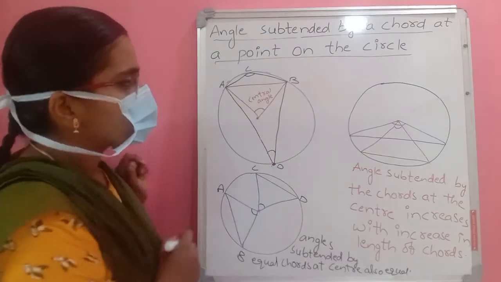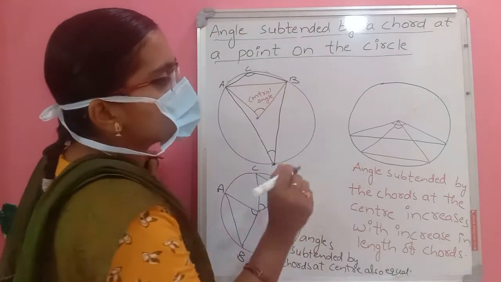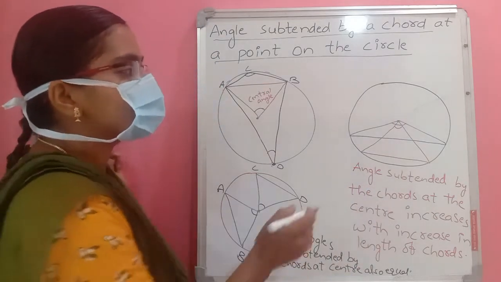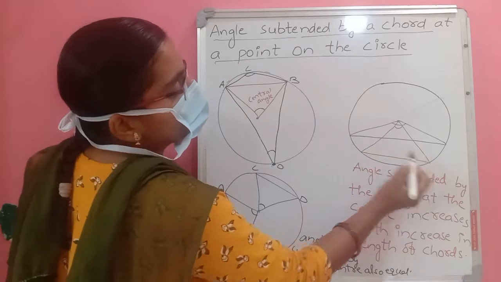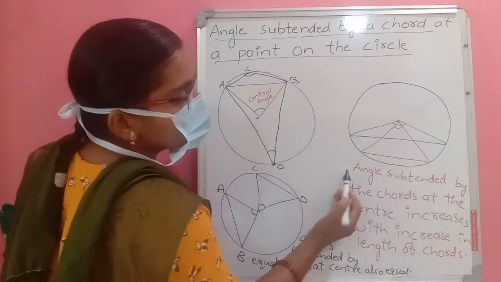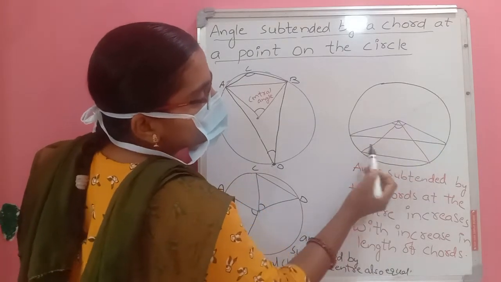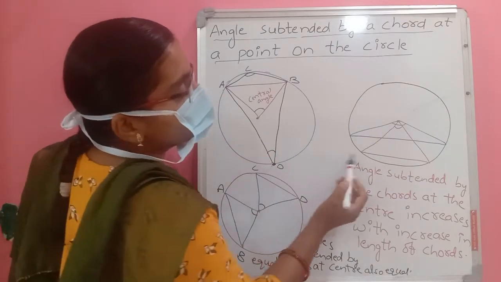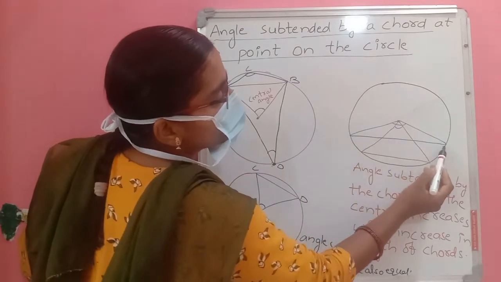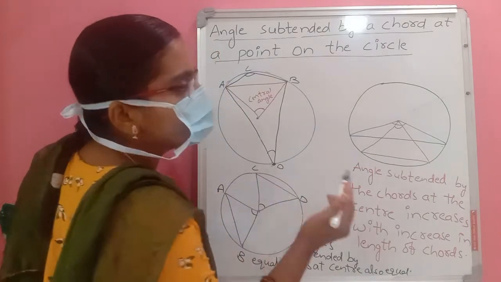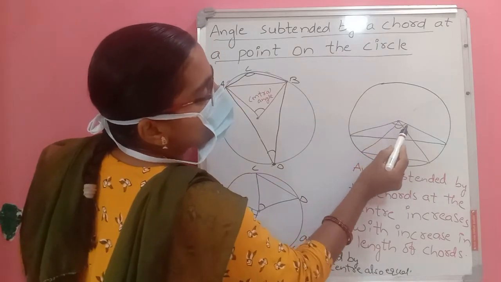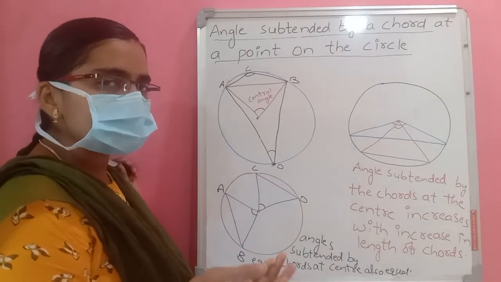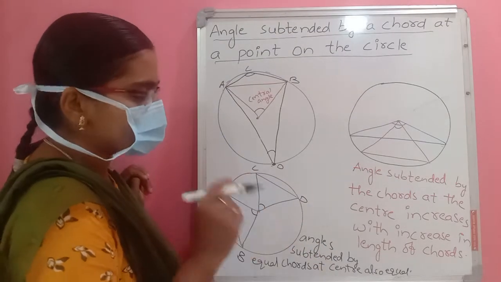So these are angles subtended by a chord at different points on the circle and at the center. Next, if you take different chords, the angle subtended by the chords at the center increases with increase in the length of the chord. If you take this chord, it makes this red color angle. Now I am increasing the length of the chord. When the length of the chord increases, the angle at the center also increases.